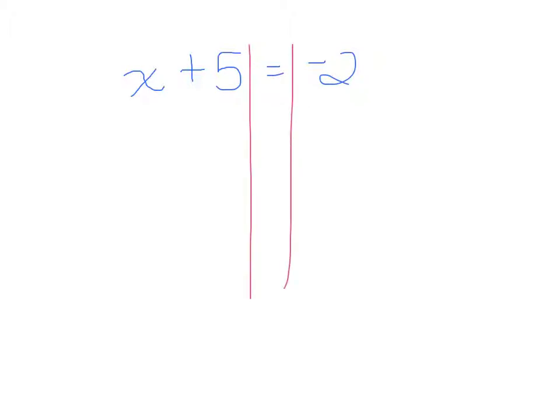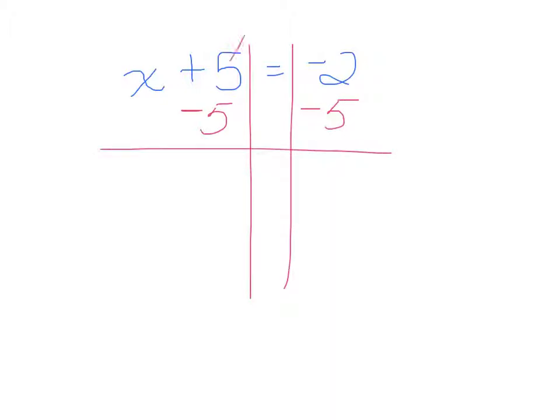What happens if I start off with x plus 5 is equal to negative 2? Well, I'm going to use the same format, dividing into two parts. Instead of having x plus 5, I undo that by subtracting 5. Whatever I do to one side, I also need to show on the other.